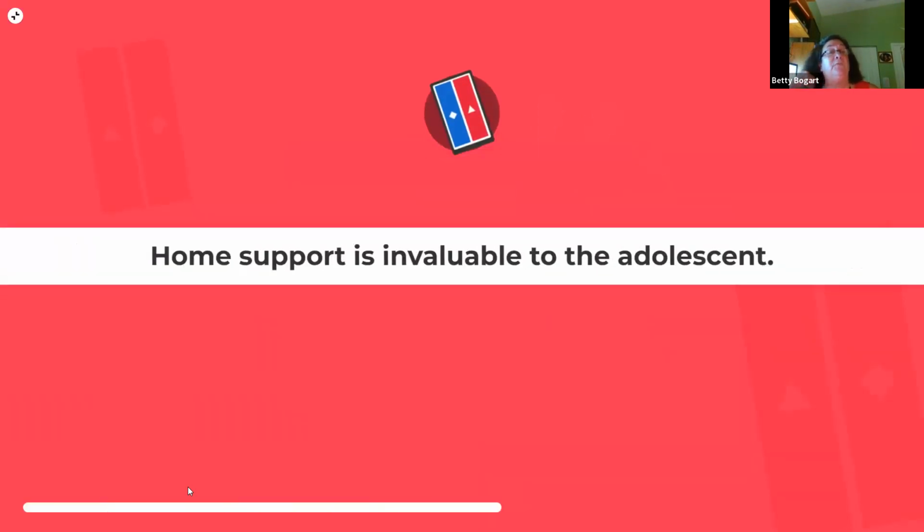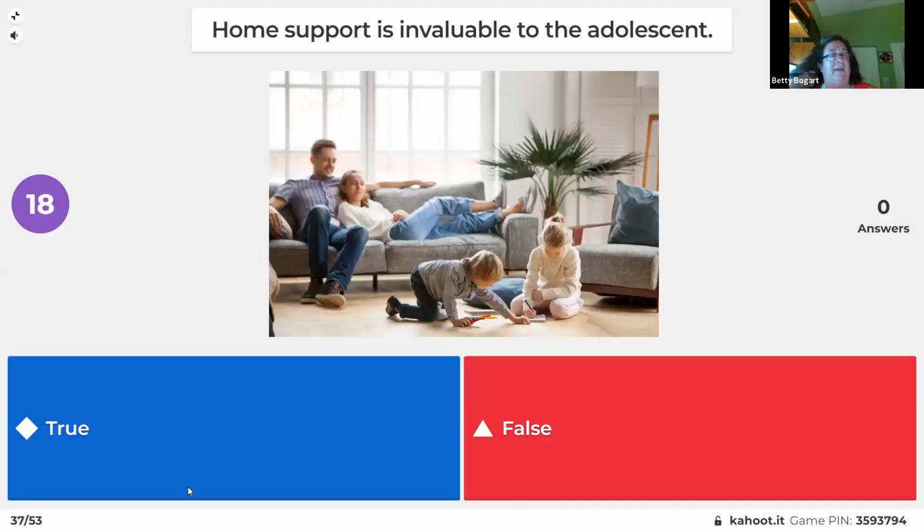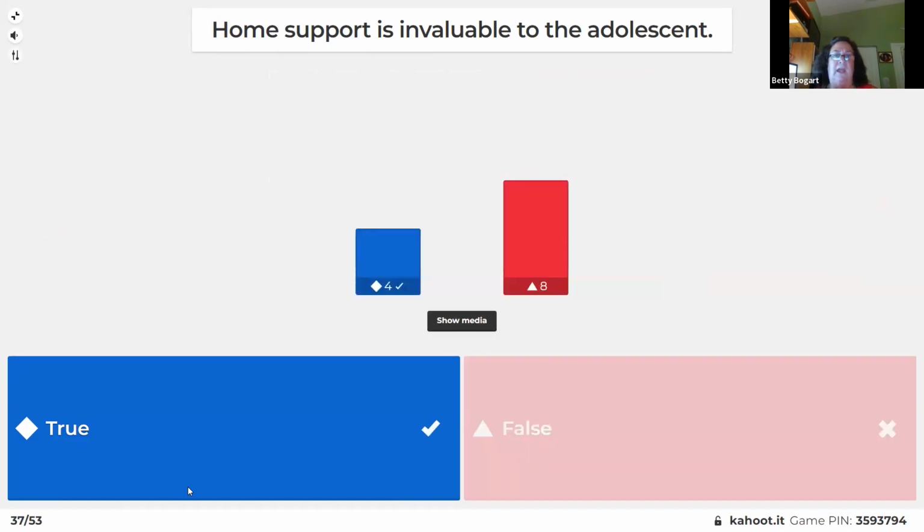True or false? Home support is invaluable to the adolescent. Do they need mom and dad at home? Do they need them to support them? And I'm not just talking financially. They absolutely do.